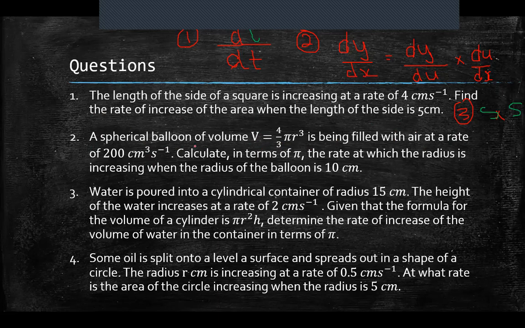Anyway, a spherical balloon of volume V is equal to 4 on 3 pi r cubed is filled with air at a rate of 200 cm cubed per second. Calculate in terms of pi, very important. So if you don't write your answer in terms of pi, that's like 1 or 2 marks lost already, right? For your final answer, the rate at which the radius is increasing when the radius of the balloon is 10 centimeters. So just write that down for me, and then we'll go through it.